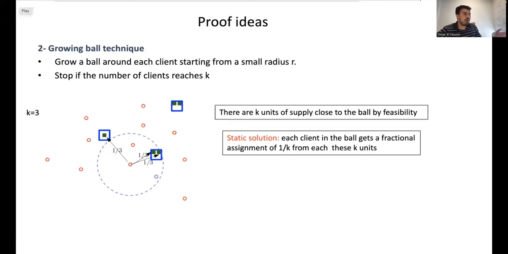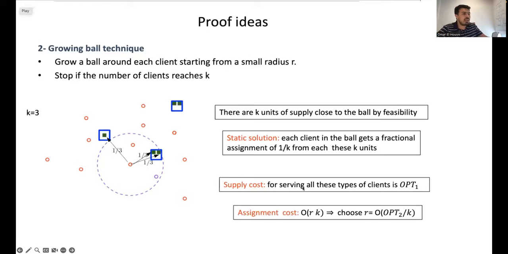Here I didn't even increase the supply, so I'm only paying up to 1. And the assignment cost is the radius of the ball times k. Ideally I would like to stop when the radius of the ball is of the order up 2 over k, so that I pay only up 2. But this is not possible, for a few reasons. So that's why we might need to stop growing the ball earlier.